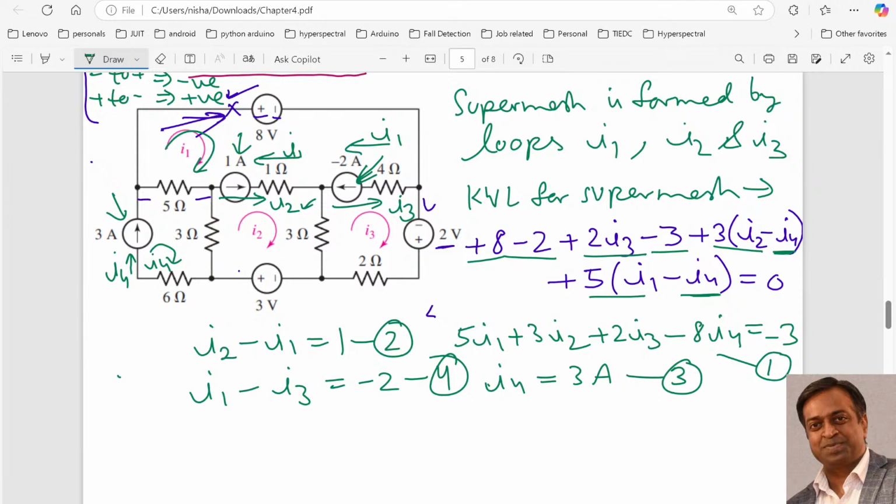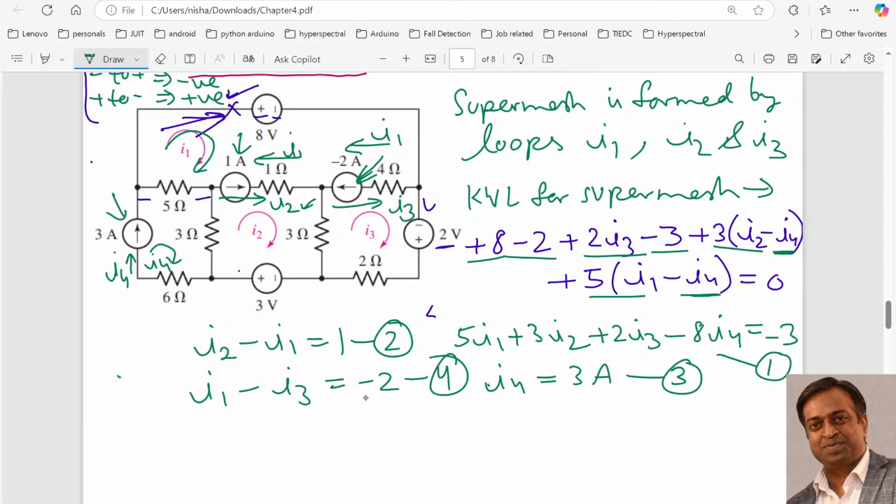So over here, let me check if I did everything correctly. Just a minute. Minus 3I2. Yes, so everything is correct. I2 minus I3 is minus 2 minus I3, okay, correct.